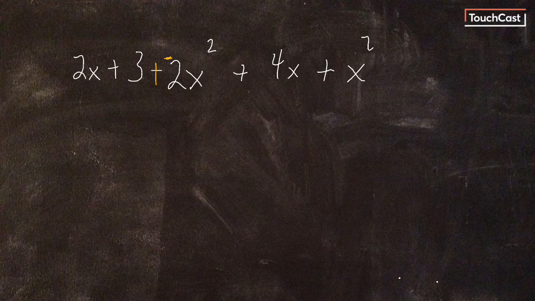Now I'm going to find my like terms. A like term has to have the same variable and the same exponent. In this case, 2x has a like term in this expression, and that like term is 4x. They have the same variable, and they have the same exponent, which is nothing really here. It's not x to the 0, it's x to the 1. So we can combine these two terms.